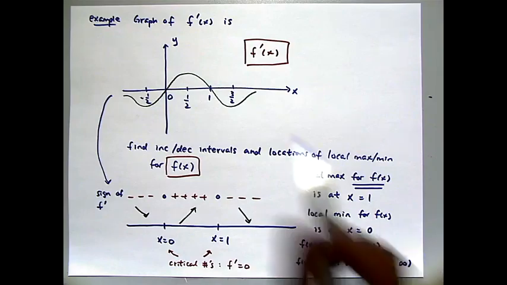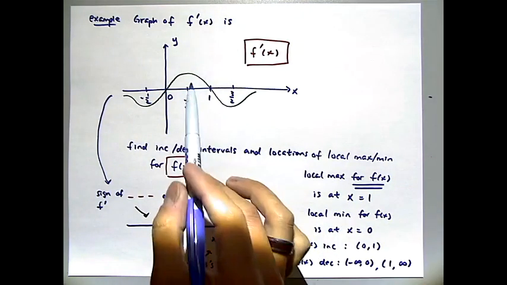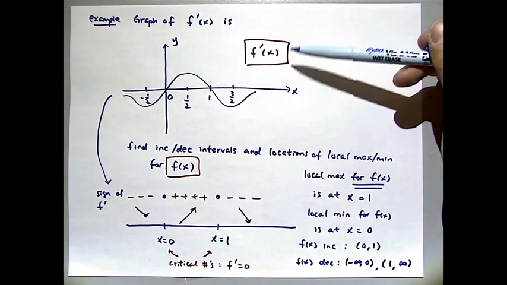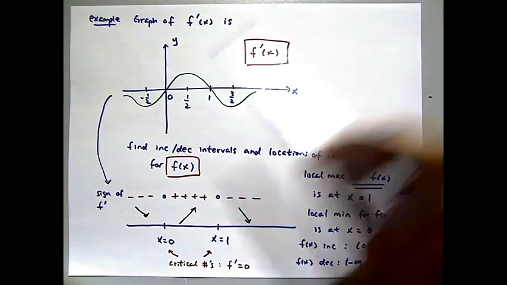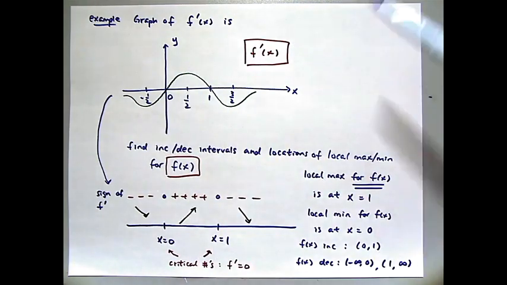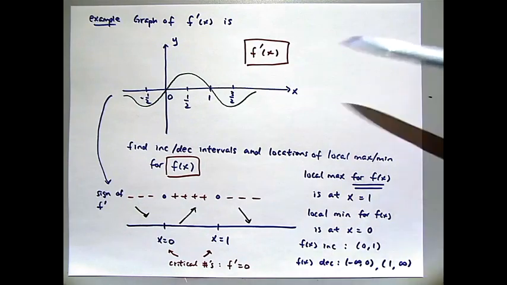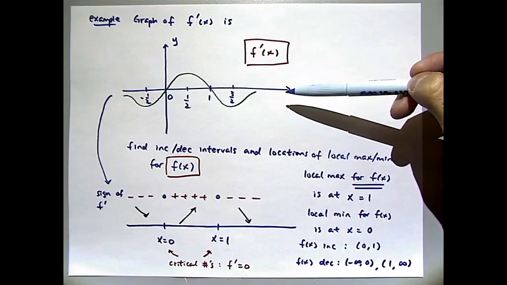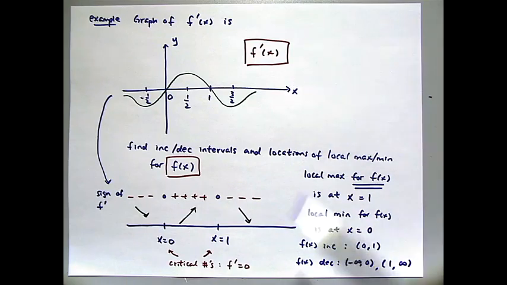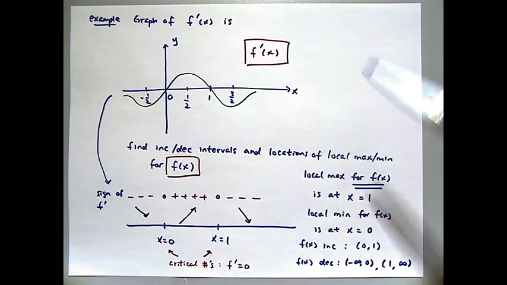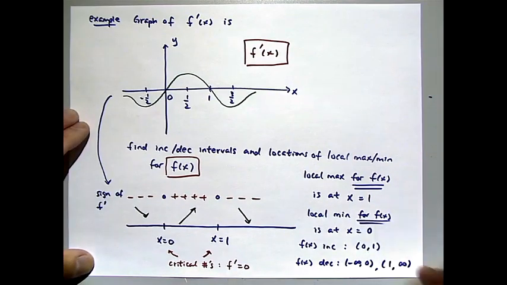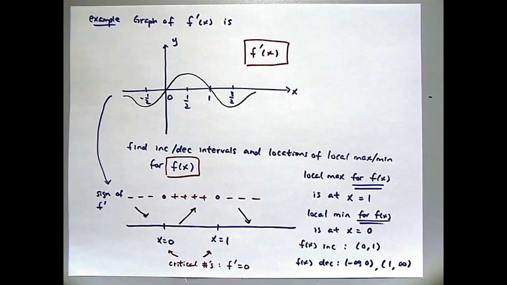Be very careful. We weren't asking about where the local max and min of the derivative are. Those we can spot just by looking. We were looking for the local max and min of the original function that gave us this derivative. All we did was use the sign information from the derivative to draw this conclusion right here. Questions?